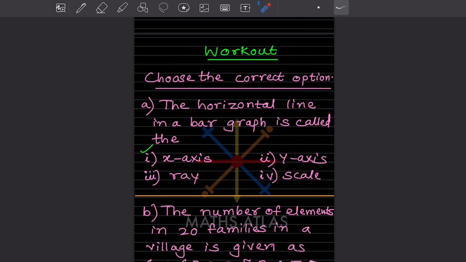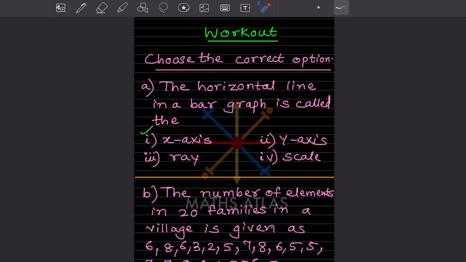So now this is the workout. Choose the correct option. The horizontal line in the bar graph is called the x-axis. Now see here, this is the graph, right? So this is x and this is y. This is the horizontal, the sleeping line. The sleeping line is called horizontal and the standing line is called vertical. So this is the x-axis. So the correct option is x-axis.